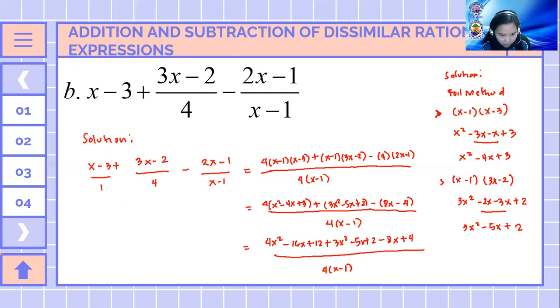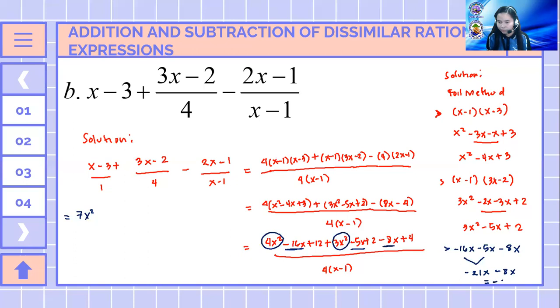Then let's combine like terms. I will use another color of pen. So we can start first with the highest exponent, which is 4x squared and 3x squared. So 4x squared plus 3x squared, we have 7x squared, right? And then let's have the variable x. We have negative 16x, and then minus 5x minus 8x. So let's write here, negative 16x minus 5x minus 8x. So negative 16 minus 5 is equal to negative 21, right? We have negative 21x minus 8x, that is equal to negative 29x.